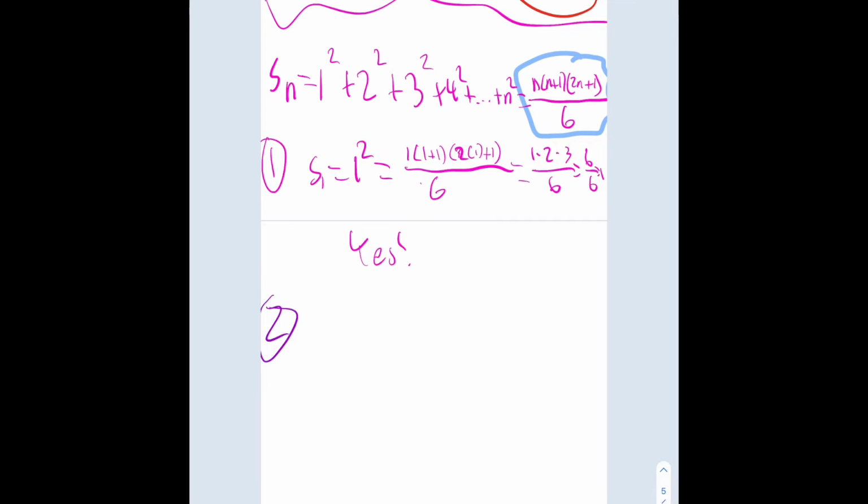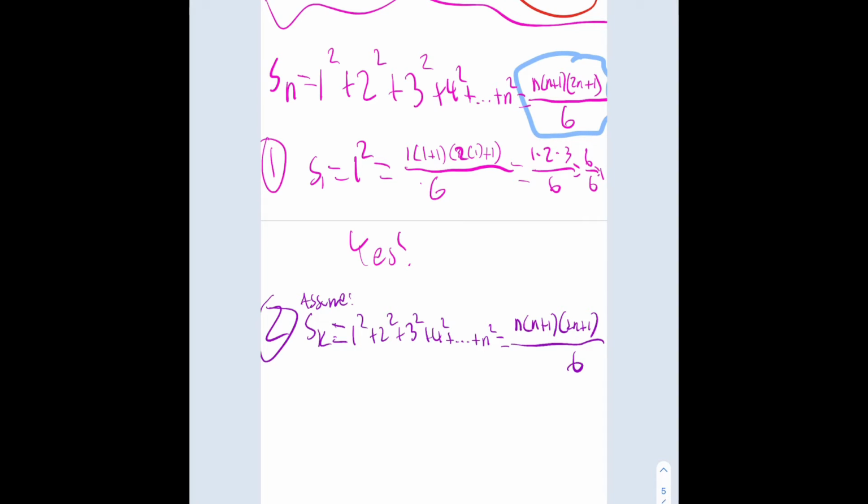So now the next step is to assume that our equation is true. So assume that S sub k is true, which again is the equation that we just talked about: k times k plus 1 times 2k plus 1 over 6.